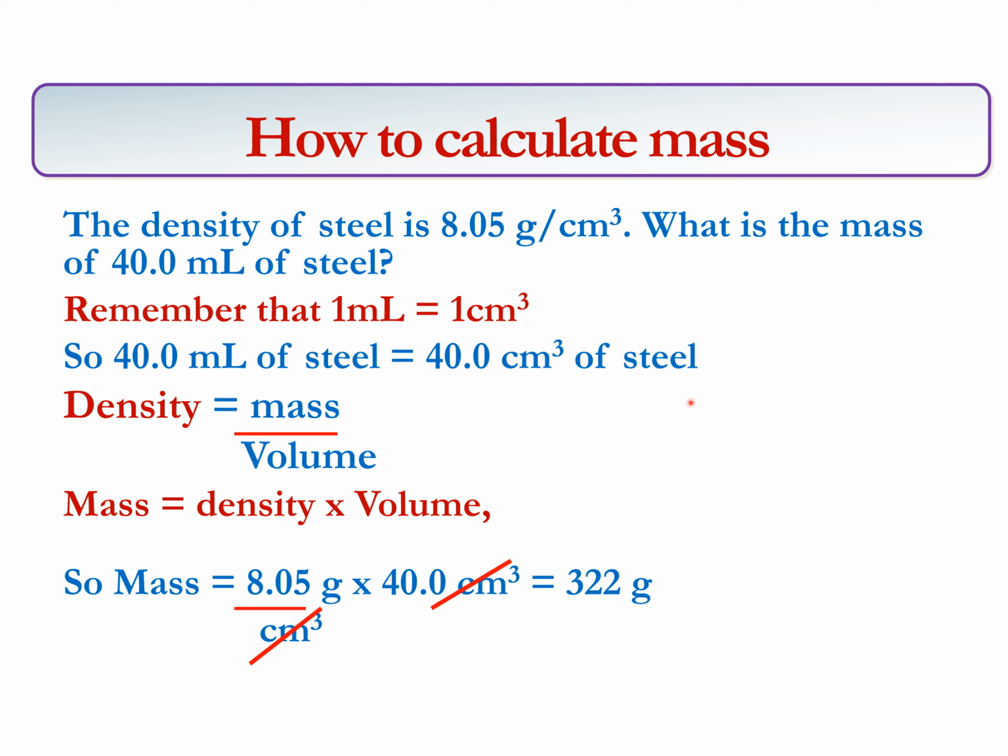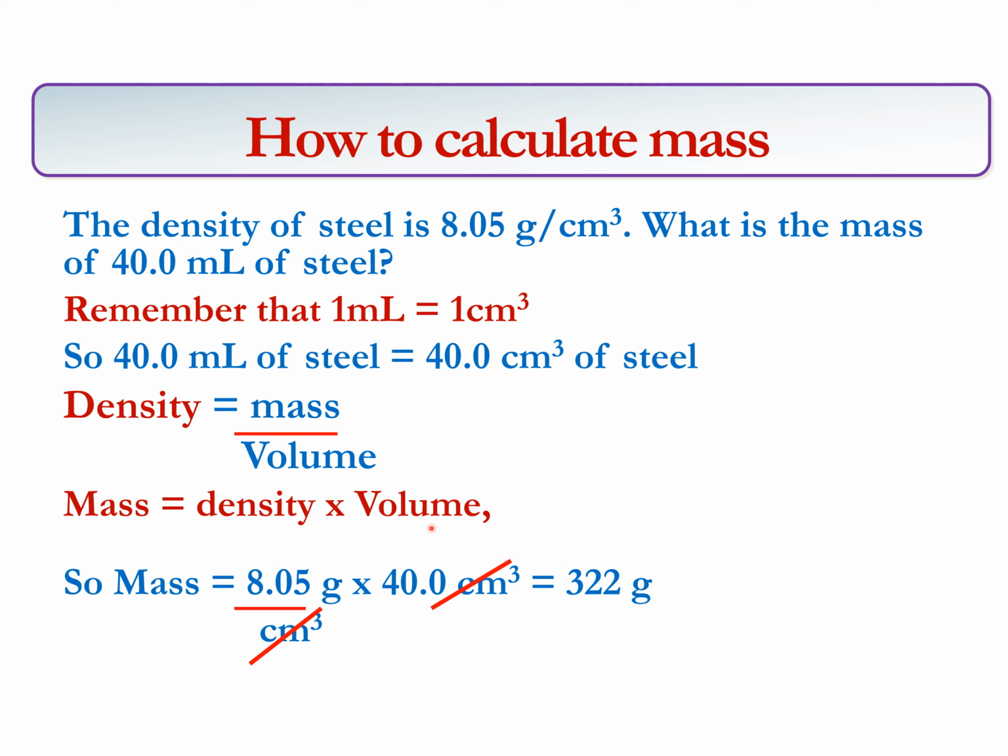So now that the volume is in cm cube and the density is in gram per cm cube, we are good to go. So you start by writing down the formula for density, which is equal to mass divided by volume. And if you do cross multiplication here, you will get that mass is equal to density multiplied by volume.